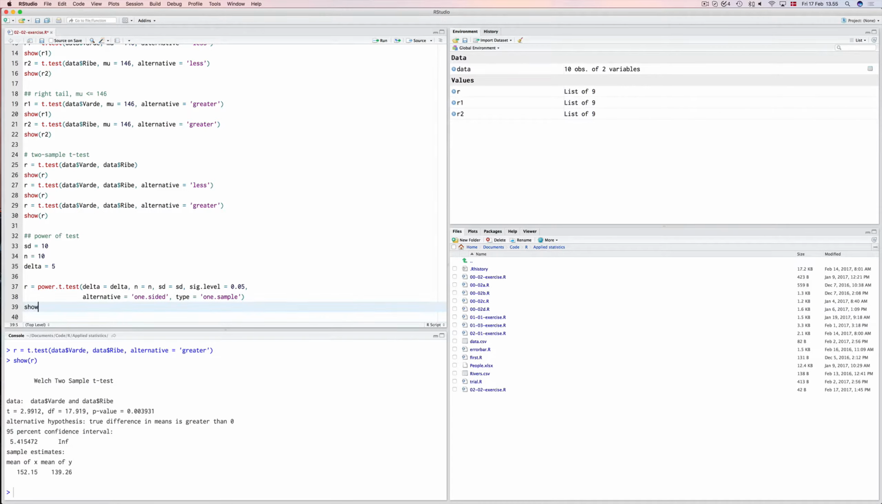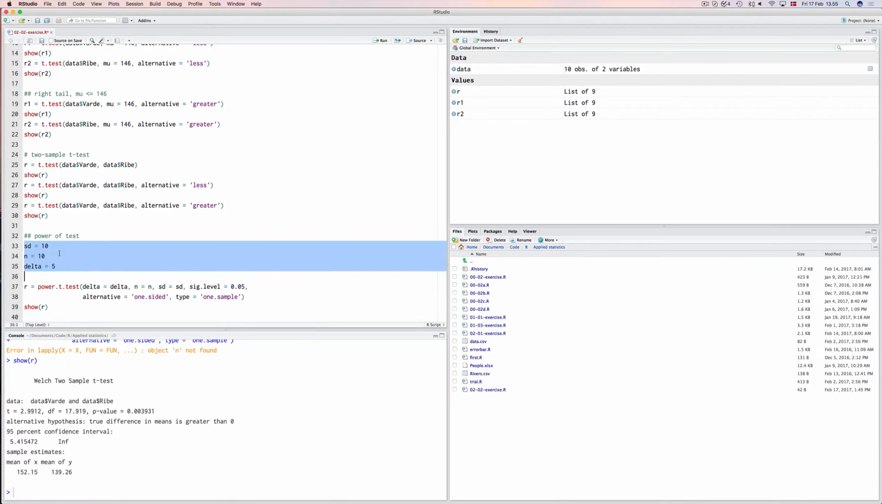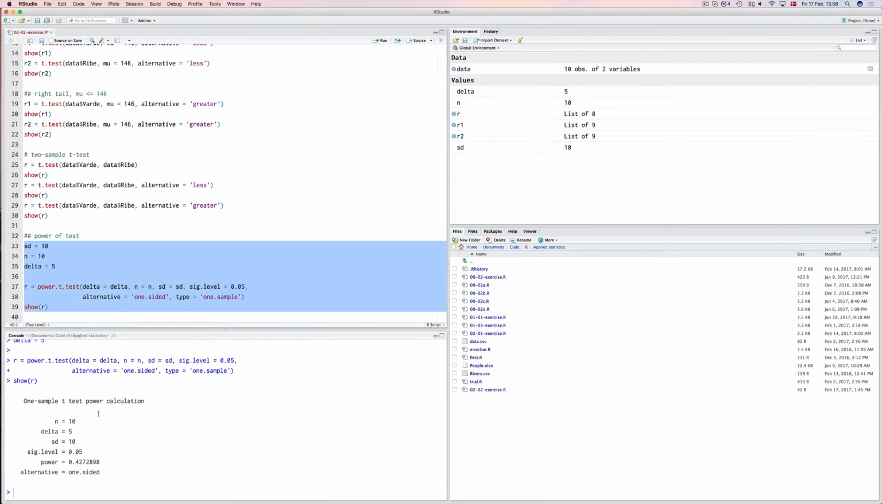And then I need to show the results. See, n is not found. I need to run this first. Now let's see the results. So this is n, delta, and standard deviation that we provided, significance level. This is the power. Look, it's only 43% chance that we will see this effect if it's present. So if the river is contaminated by approximately 5 milligrams per liter above the limit, then only 42% chance that this test will show us.